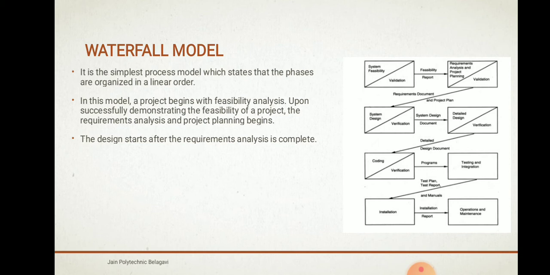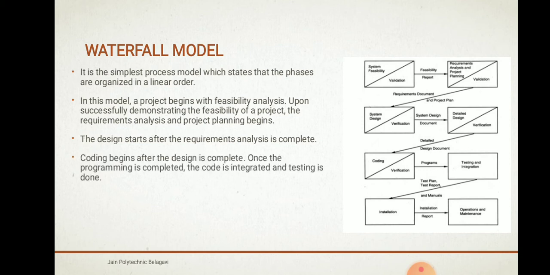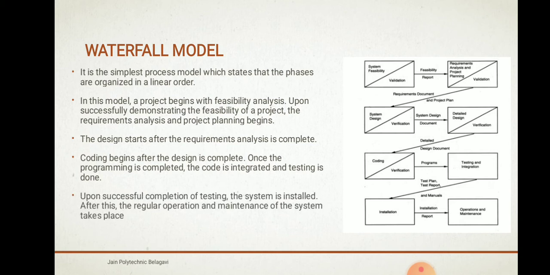So we need to design the software. Designing the software is different from coding. In coding we type the code, whereas in design we use a layout of the project to design the project. Coding begins after design is complete. After we produce a detailed design, the coding begins. Once the program is completed, the code is integrated and testing is done. Upon successful completion of testing, the system is installed. After this, regular operation and maintenance of the system takes place.